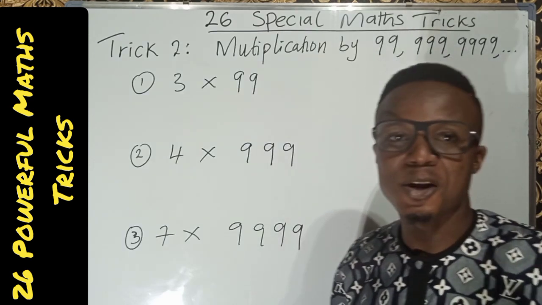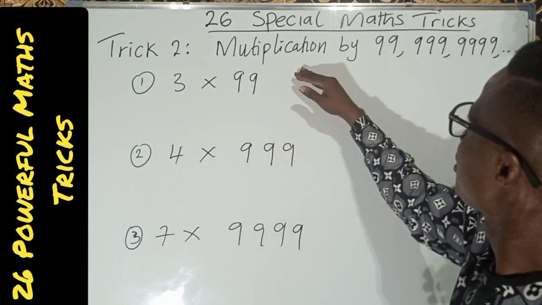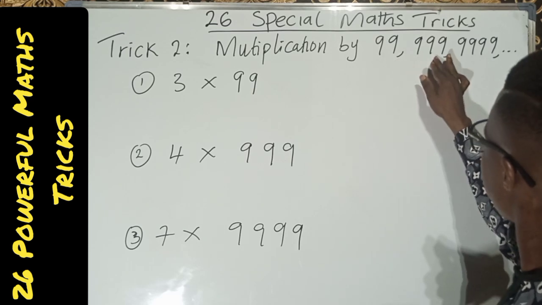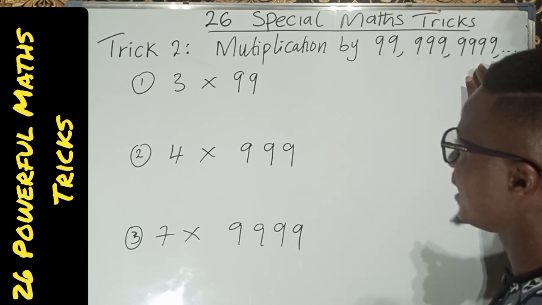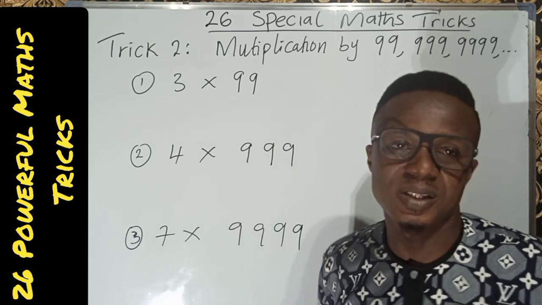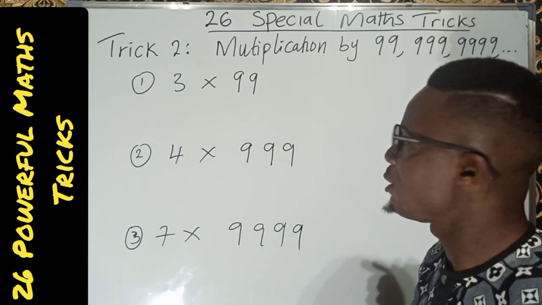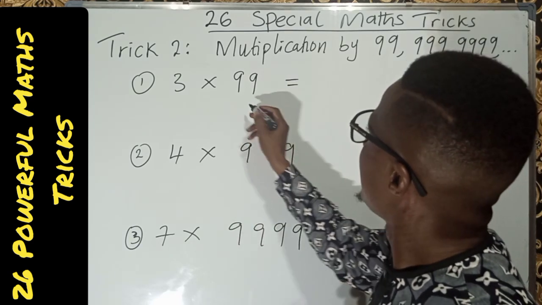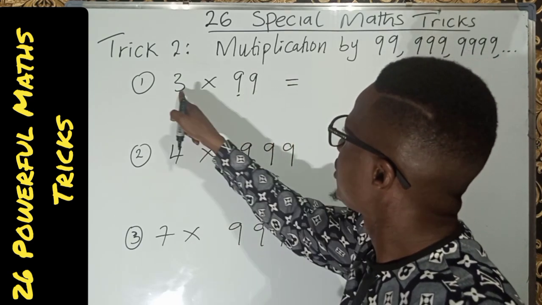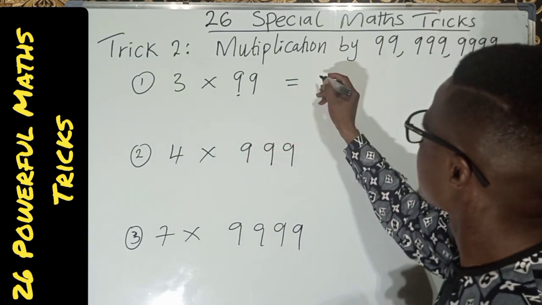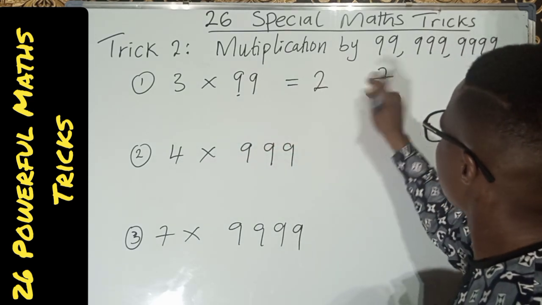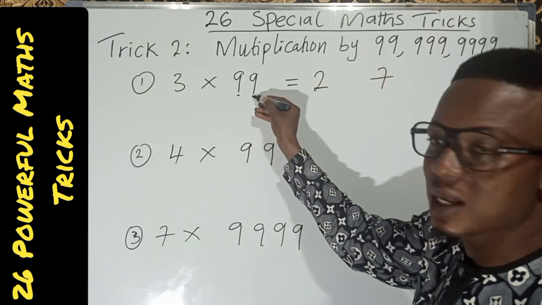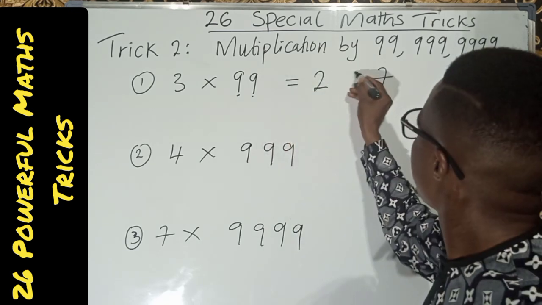Okay, for trick number 2, I call it multiplication by 99, 999, 9999. That is numbers that repeat 9. That is a very important trick for multiplying such numbers. For example, here, the first 9, we multiply by the 3, it will give us 27. Just write 27, give a space. How many digits are left? Just a single 9. Place it at the center.